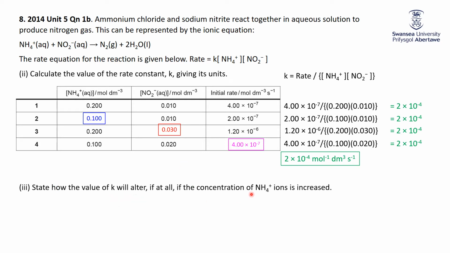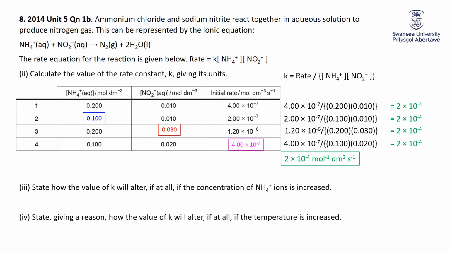How does the value of k alter if the concentration of NH4+ ions is increased? Well, the rate constant k is a pretty lousy constant because it changes with temperature, but at a given temperature it is independent of concentration. So it will not change with concentration, but if you increase the temperature, k will increase. That actually comes from the Arrhenius equation, but generally the way you can say it at this level is that when you increase the temperature, all reactions speed up, so the rate increases, and that is where k changes, because the rate is proportional to k for a given set of concentrations.